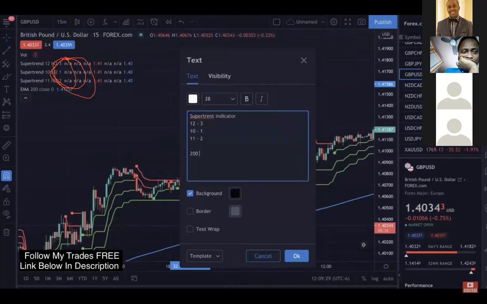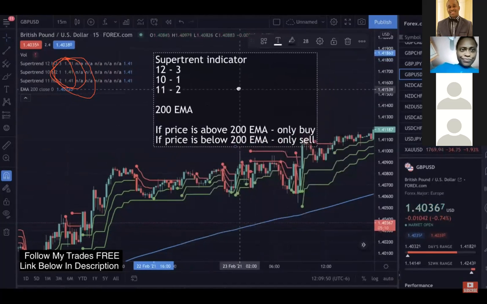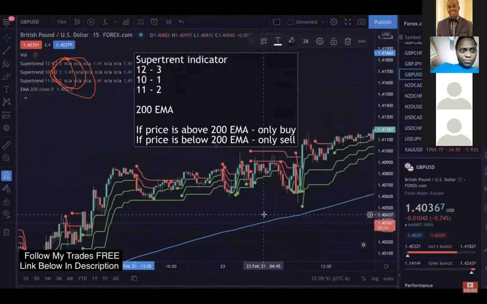You're gonna do a 200 EMA. If price is above 200 EMA, only buy. If price is below 200 EMA, only sell. It does not get any easier and simpler than that.